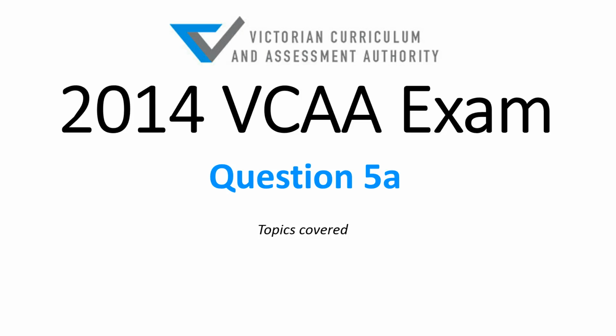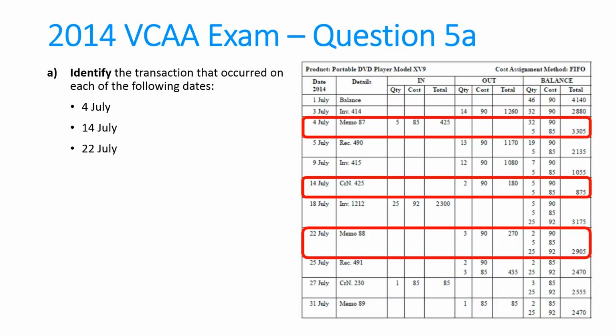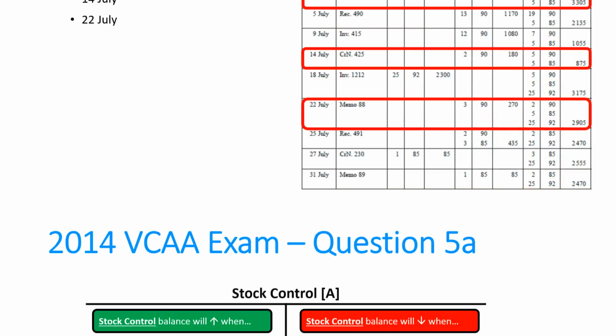Question 5 focused a lot on stock cards, but what was different about it was they actually gave you the stock card instead of getting you to fill it in. So it covered 5A, it just looked at the perpetual inventory system, and you were given the following stock card and asked to do something that seemed kind of simple, which was identify the transactions that occurred on the 4th of July, the 14th of July, and the 22nd of July.